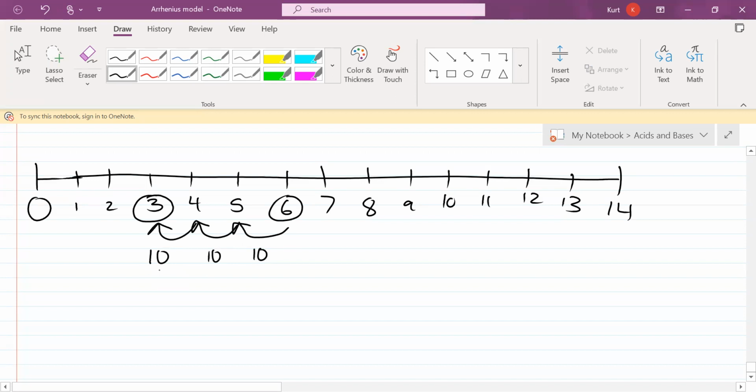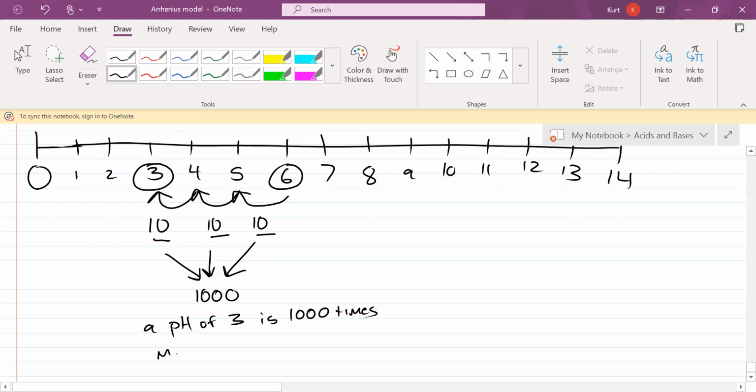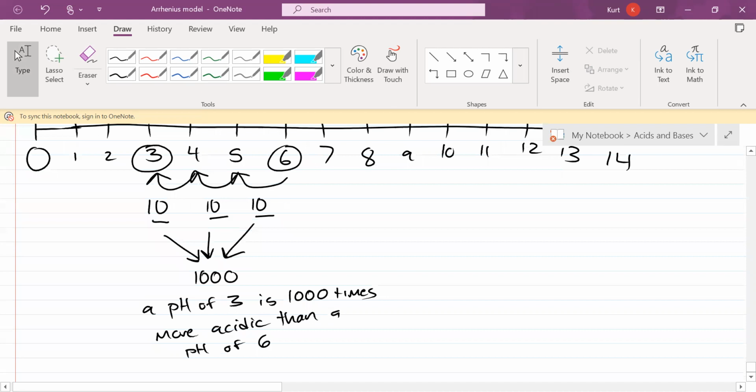And so you have to ask yourself, Kendall, how many zeros are there when you have 3 10s? There's 3 zeros. What number has 3 zeros, Kendall? What's that? 1,000. So what we say is a pH of 3 is 1,000 times more acidic than a pH of 6. Another way you could flip that is you could say a pH of 6 is 1,000 times more basic than a pH of 3. You're like, well, wait a minute, 6 is an acid.